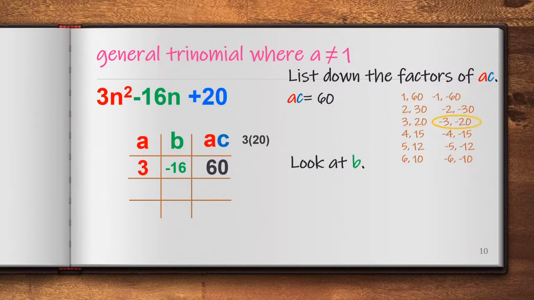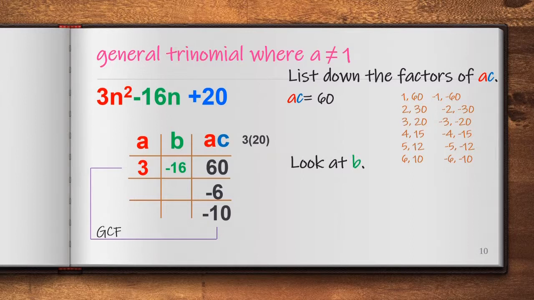Makikita naman natin, pare-pareho lang sila ng sign. Alin kaya dyan? So, yung 6 at 10 ba? Hindi. So, negative 6 and negative 10. Ilalagay natin ulit sila doon sa bottom part ng AC. Negative 6 and negative 10. Then, anong GCF ng 3 at negative 10?